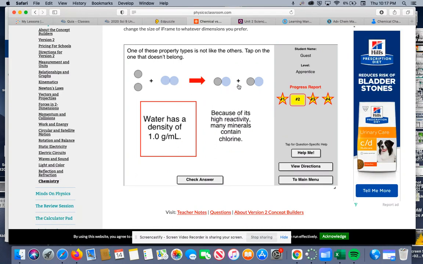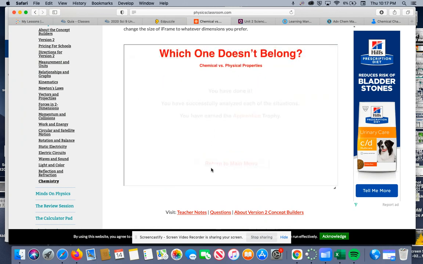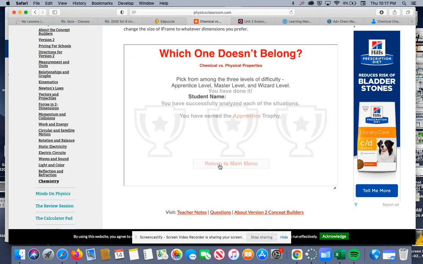This image is that of a chemical change. So I had a monatomic element and a diatomic. I formed two compounds. If this is a chemical change and reactivity is a clue of a chemical change or chemical property, the physical property of water having a density of 1 doesn't belong. I'm checking it. And we're good. Okay, so we got through the first one.